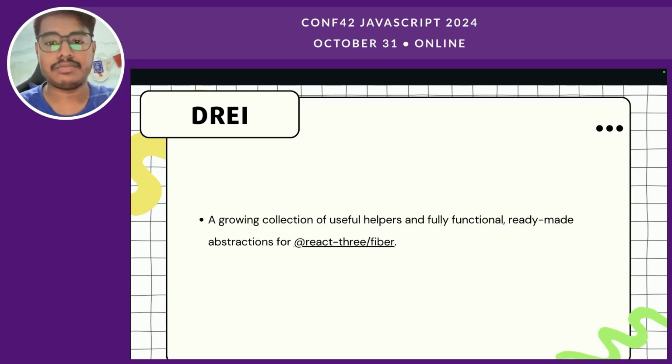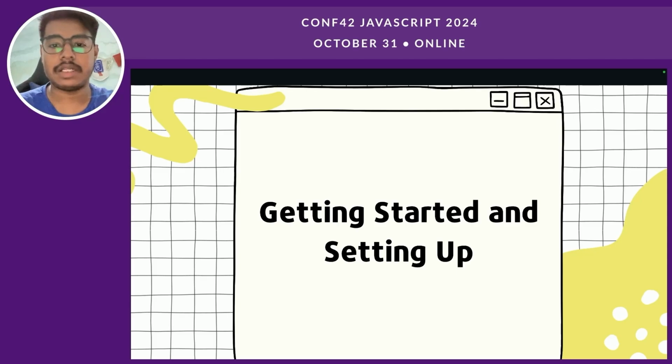Before we proceed to code, let me first talk about what Drei is. Drei is a community where people are creating helpers revolving around 3JS, which they have hosted, and you can easily just import those helpers and use them in your project. We'll also be using some of those helpers today. Let's start and set up everything.